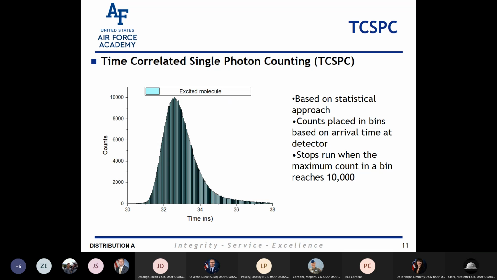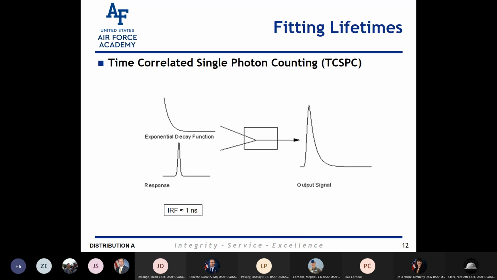And once one of our bins reaches a maximum of 10,000 counts, the instrument stops. And from there, we're able to use a little bit of math and a little bit of data processing to back out the lifetimes of those excited states of our molecules. So just a little bit more about that.